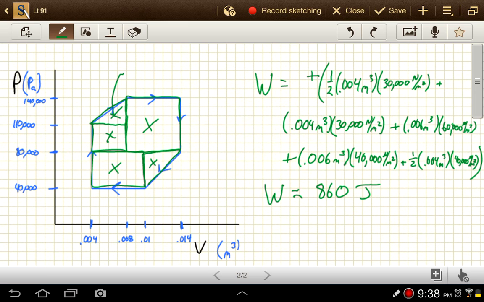So definitely expect to see problems like this on the AP test. There are tons of examples of this in the old AP exam questions, so we'll definitely get some practice on these in class.